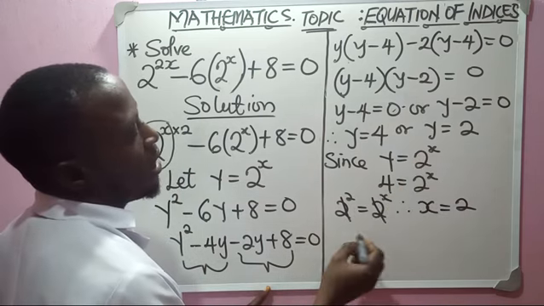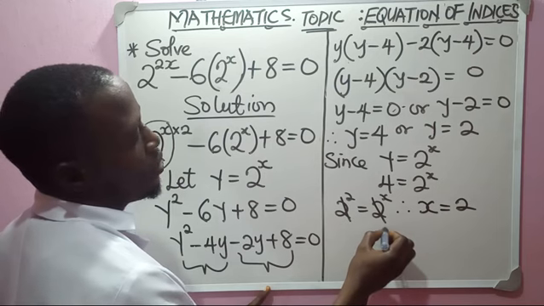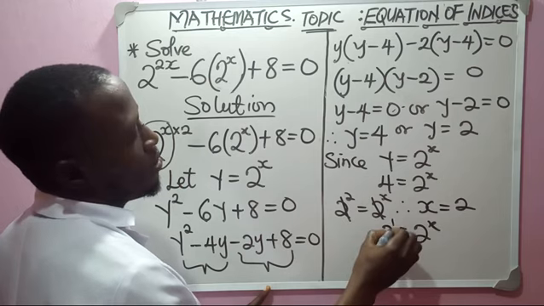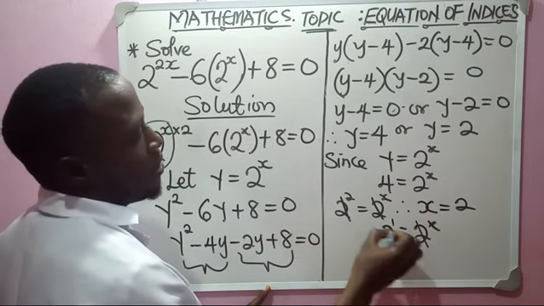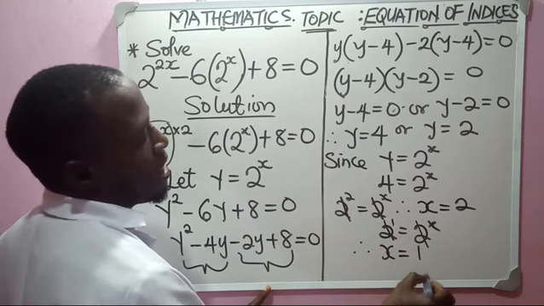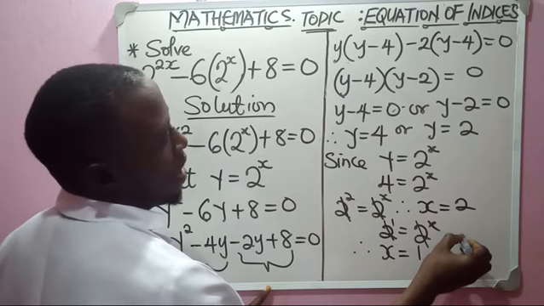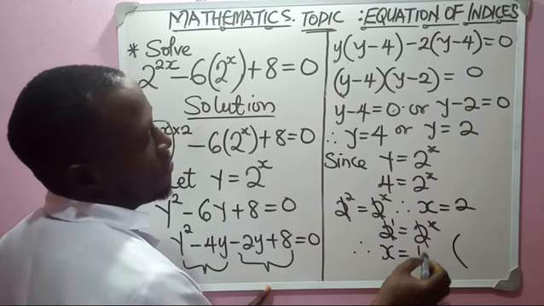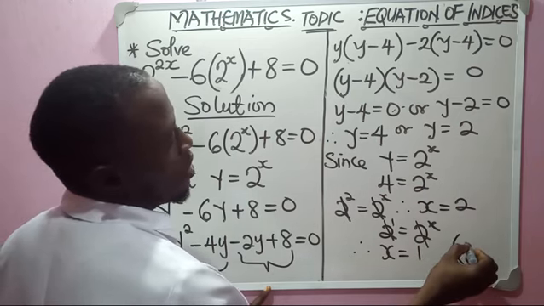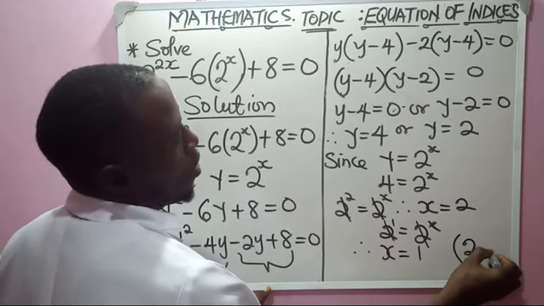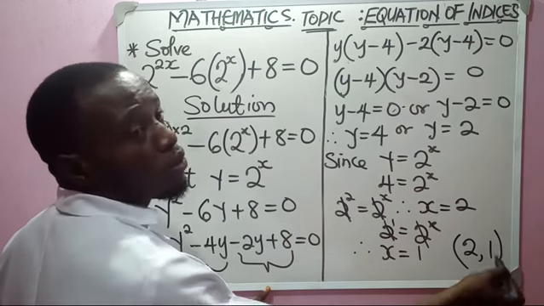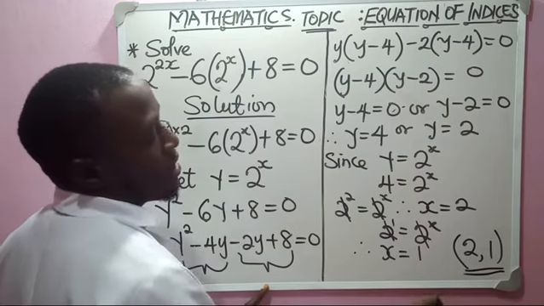Then you go again, when y is 2, you fix it there: 2 equals 2 raised to power x. And 2 itself is the same thing as 2 raised to power 1. By the time they cancel out, the second value for x equals 1. Therefore, our final values are x is 2 or 1. But the order of arrangement does not matter. You can have 1 or 2. Is it clear? That's it.